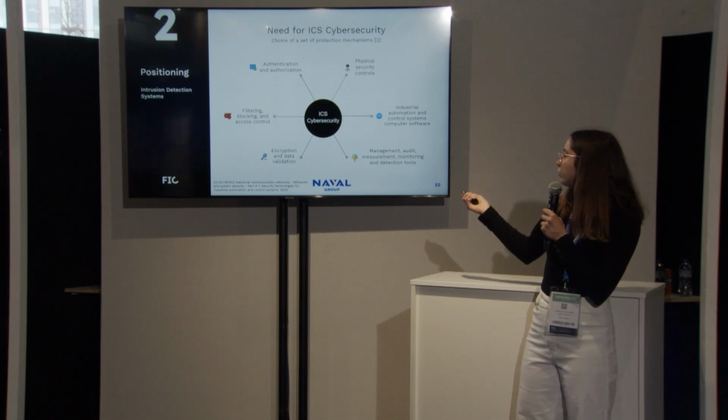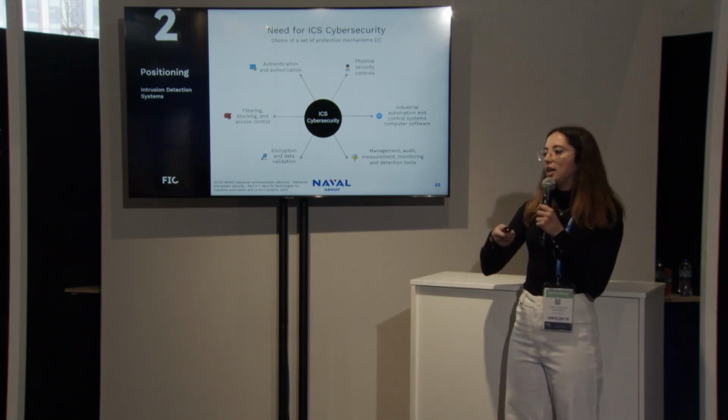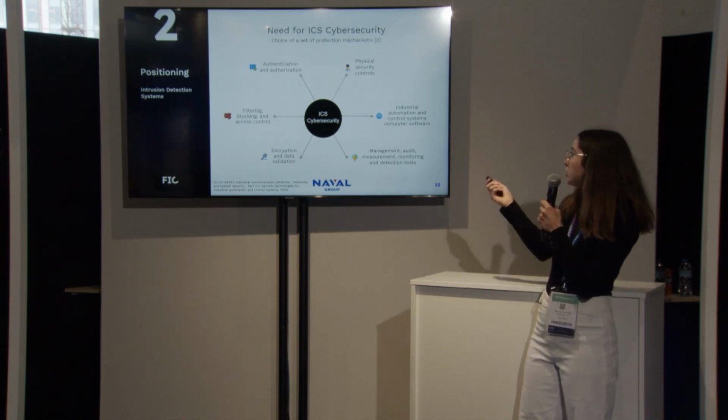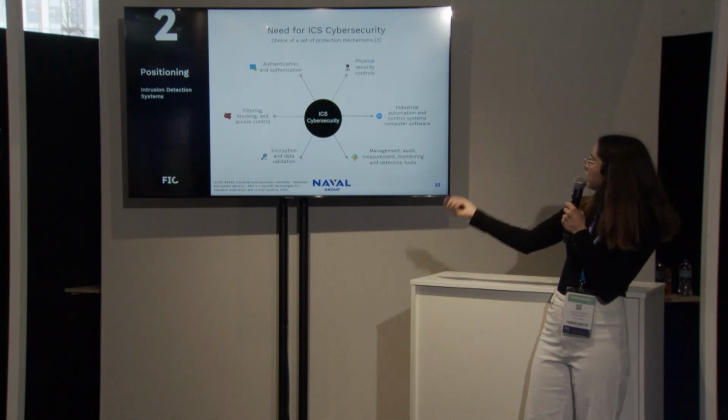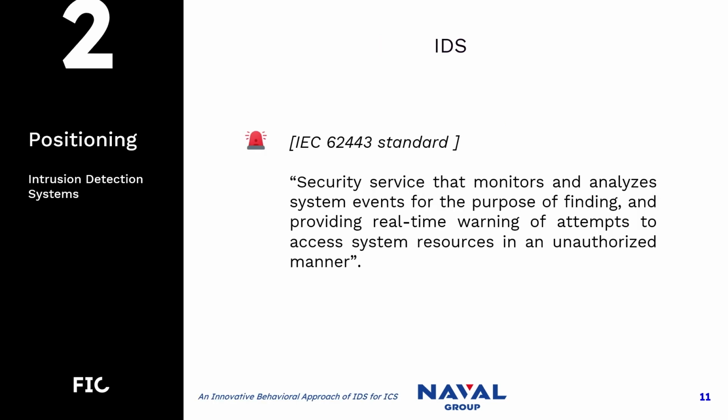Here, if we take the IEC standard, they describe different categories of protection mechanisms, going from authentication to filtering to encryption and even to physical security controls. In our case, we position ourselves in the bottom right, monitoring and detection tools. More specifically, what we do is IDS, intrusion detection systems.